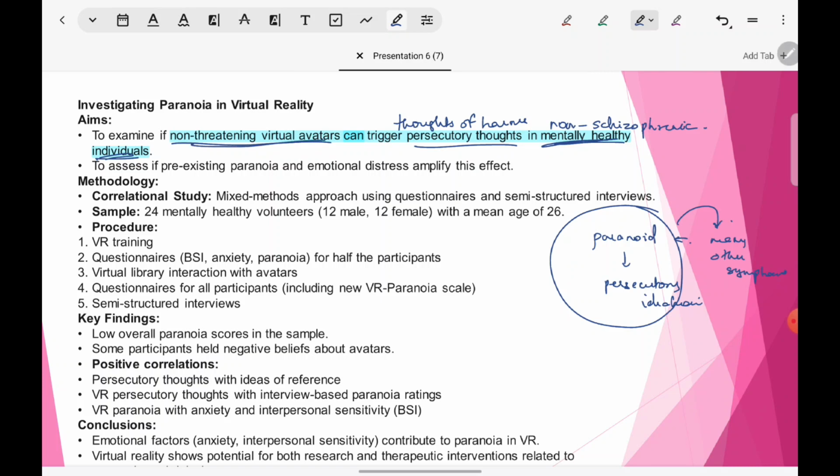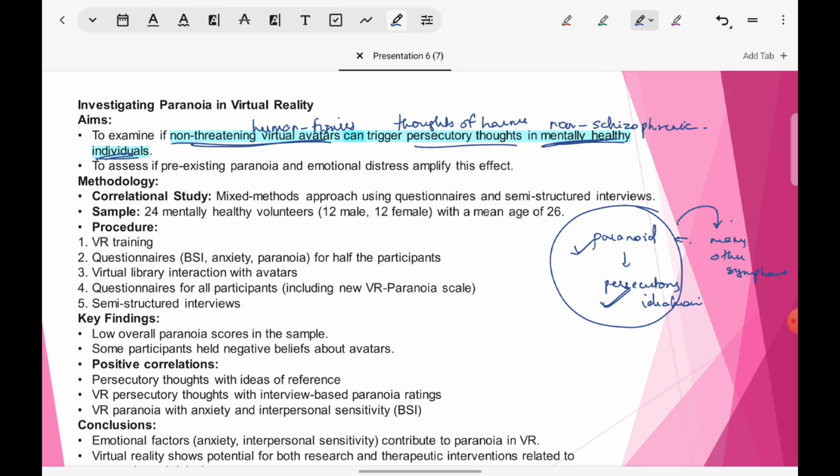In this virtual environment, in this study, there were going to be avatars. Avatars are human-like figures in the virtual reality situation. So researchers were going to ask healthy individuals to enter this virtual situation where neutral avatars, meaning not having any angry expressions or provocative expressions, were going to be sitting there, and they wanted to see whether those amongst the normal people who are a little paranoid or suspicious by nature, they would come to believe that the avatars want to harm them. Understand one thing, that even people who don't have schizophrenia can be a little paranoid.